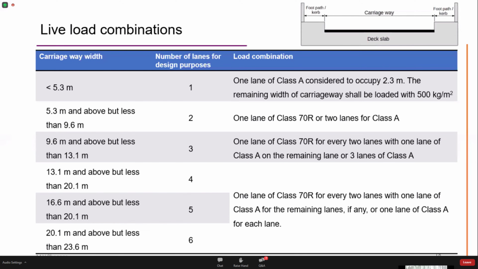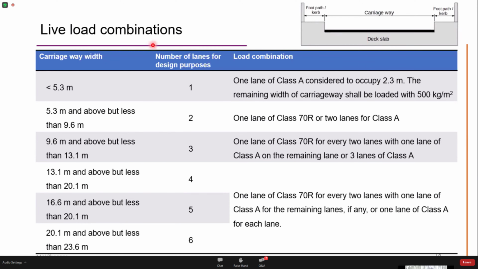As we do for general structures, we go for a load combination. Here too, IRC 6 has given the load combinations to be adopted for the analysis of the deck slabs. In the case of bridges, the load combination depends on the width of the carriageway. The width of the carriageway is defined as the distance between the inner faces of the curb or the footpath. Basically, this is the length of the deck slab on which the movement of vehicles is permitted. This is called the carriageway width.